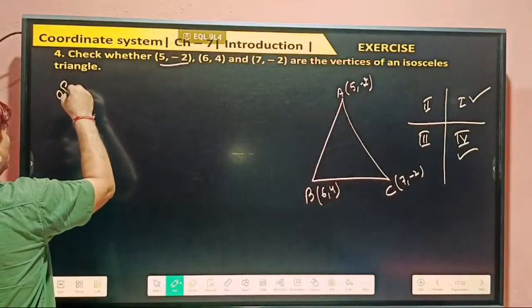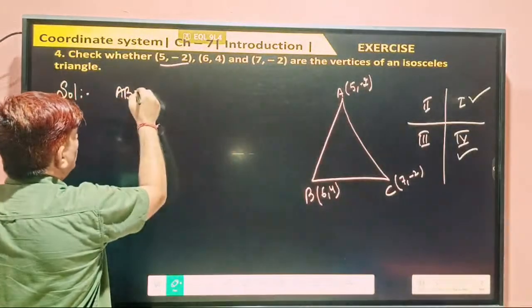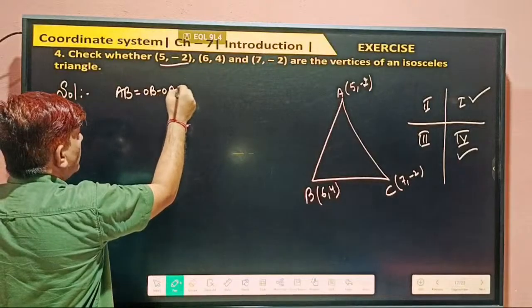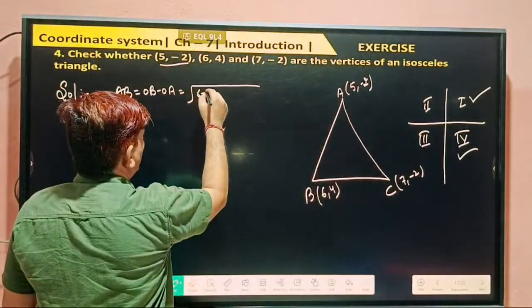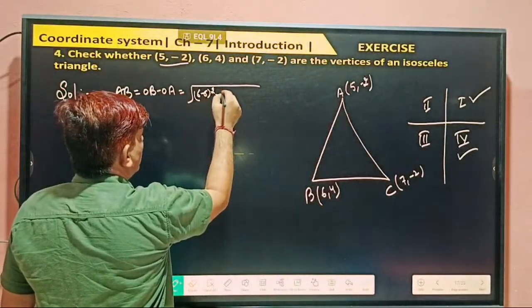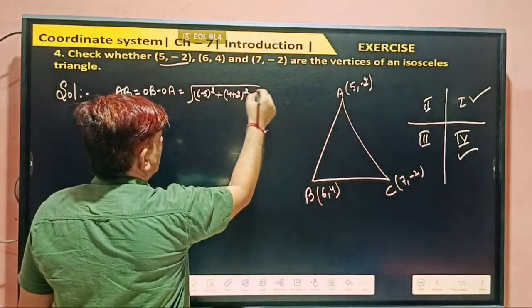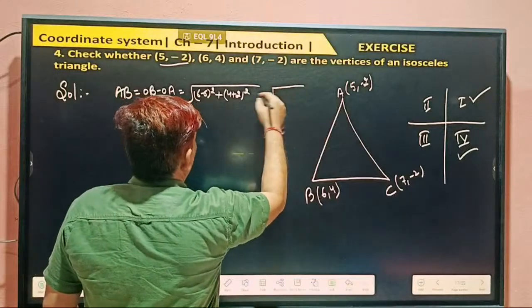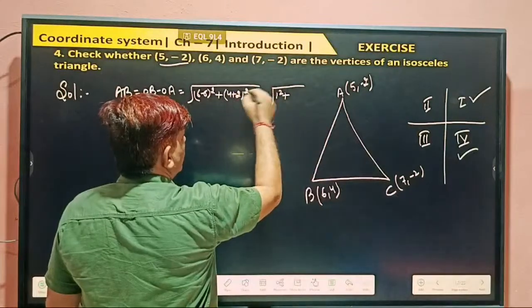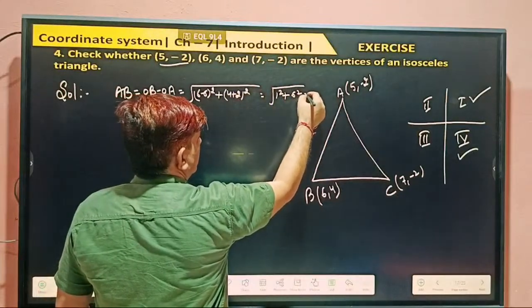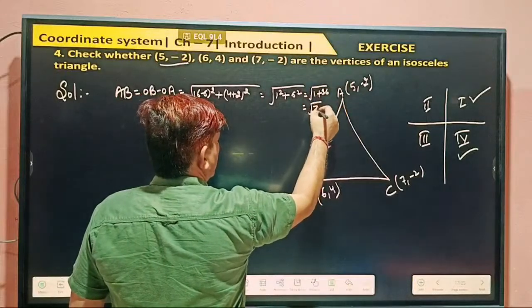So we can find out its solution. AB equals OB minus OA. So what is your OB? 6 minus 5 whole square plus 4 minus minus 2 whole square. This is equal to 6 minus 5, 1 square, plus 4 plus 2, 6 square. 1 plus 36, how much? This is equal to under root 37.